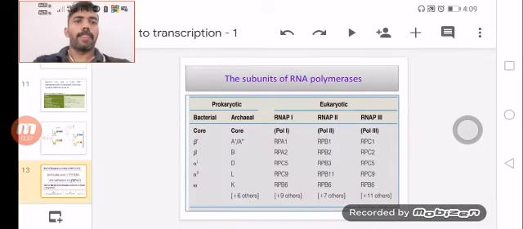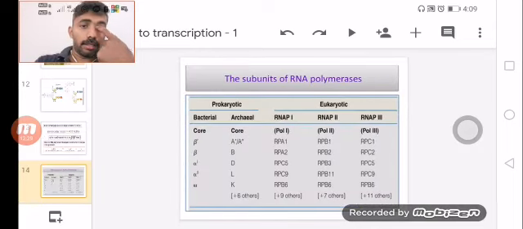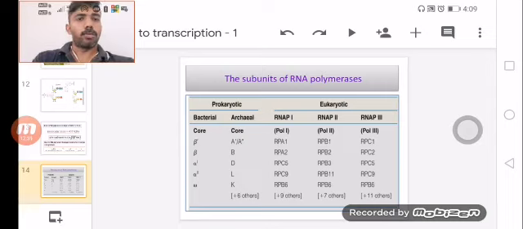This shows us a comparison between the different subunits of the polymerase enzyme in bacteria, archaebacteria and the eukaryotic system. The core subunits are almost present in all organisms. That means the homologs of these subunits, like beta dash, beta, alpha 1, alpha 2, omega, are present. That means homologous subunits are present in different systems.